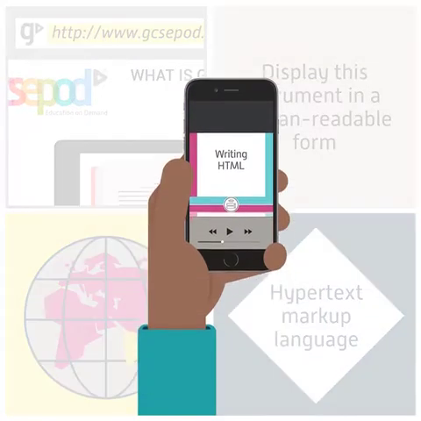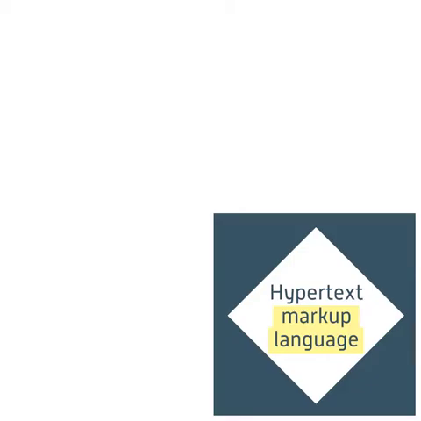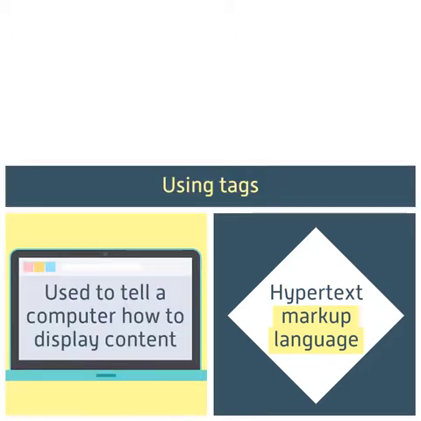This chapter will take you through the basics of writing your own HTML code. HTML is a markup language, meaning it is used to tell a computer how to display content. It does this using tags.